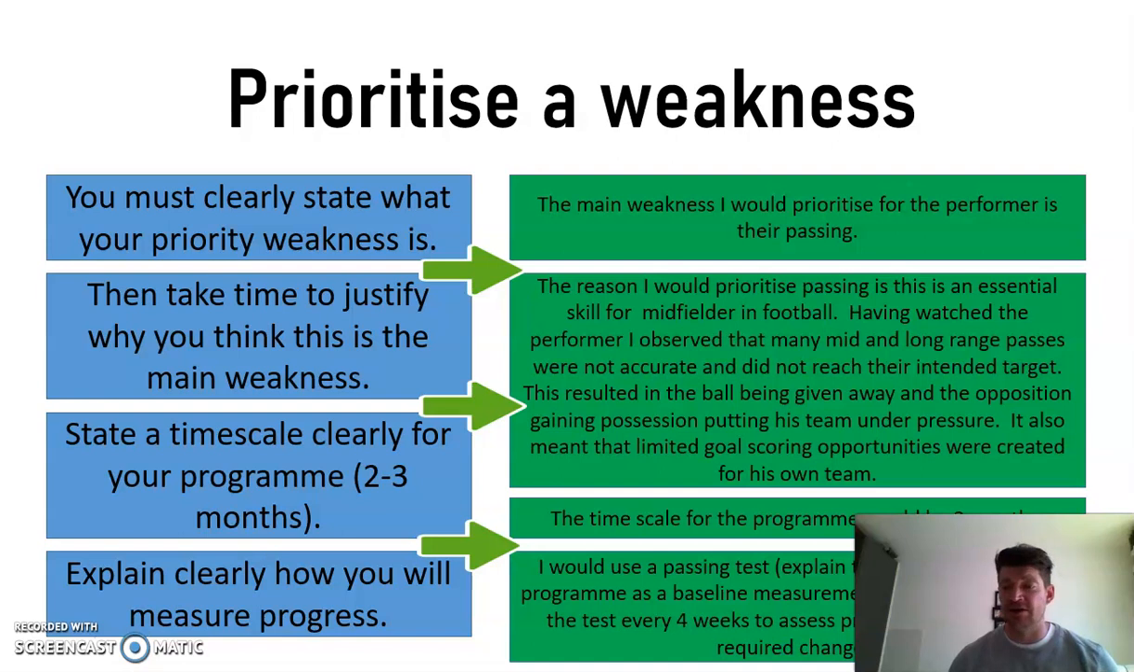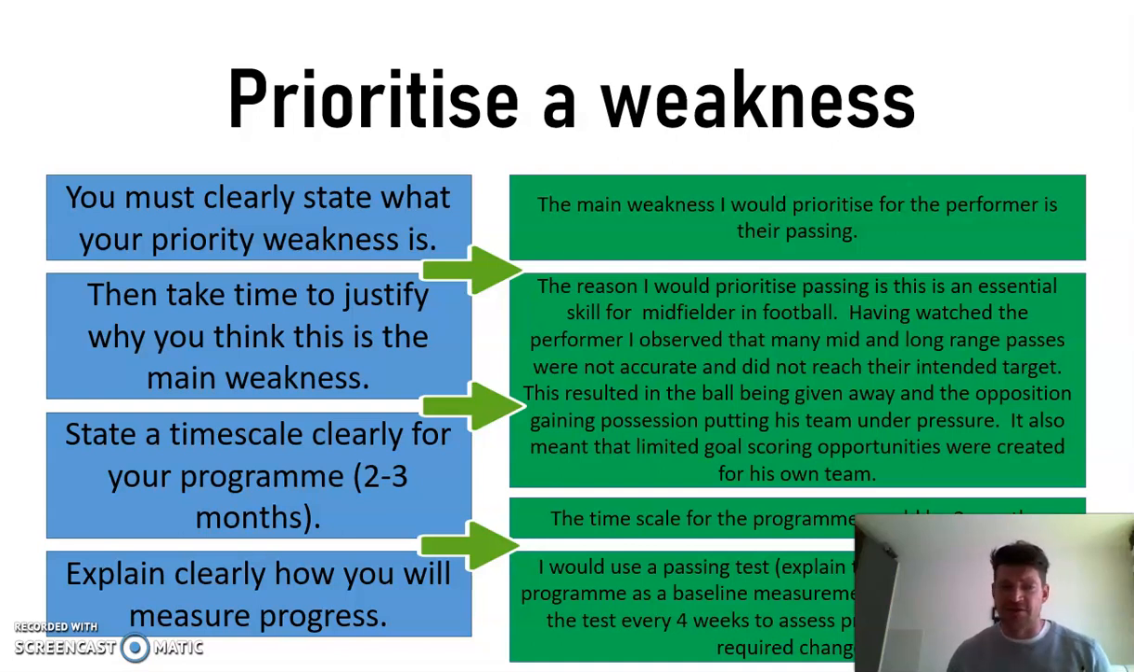State a timescale. Again, something people miss out, and you're going to lose marks if you don't do it. All you have to say is that the timescale for my training program will be 2 to 3 months. You're going to say 2 months or 3 months or 8 weeks or 10 weeks, whatever it might be within that timescale, and explain clearly how you will measure progress.